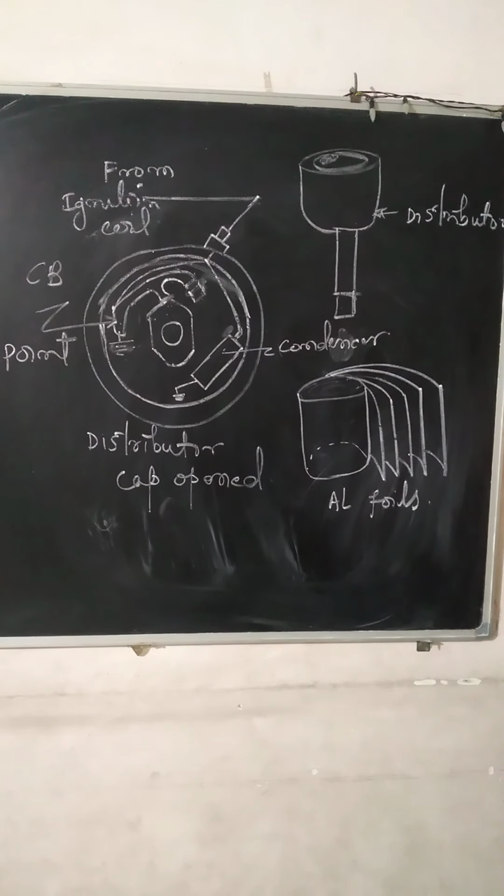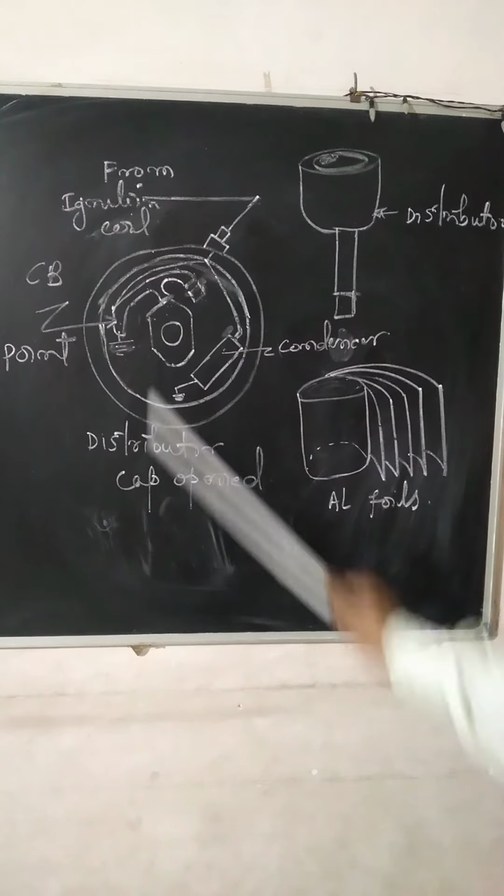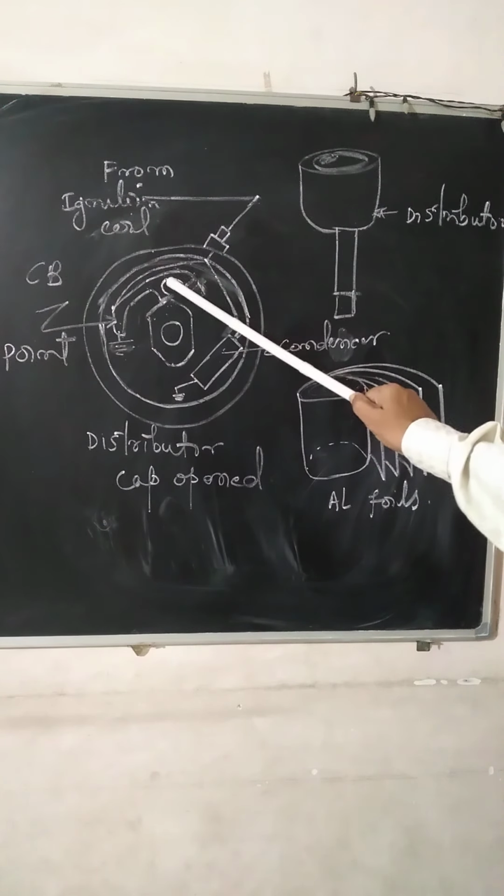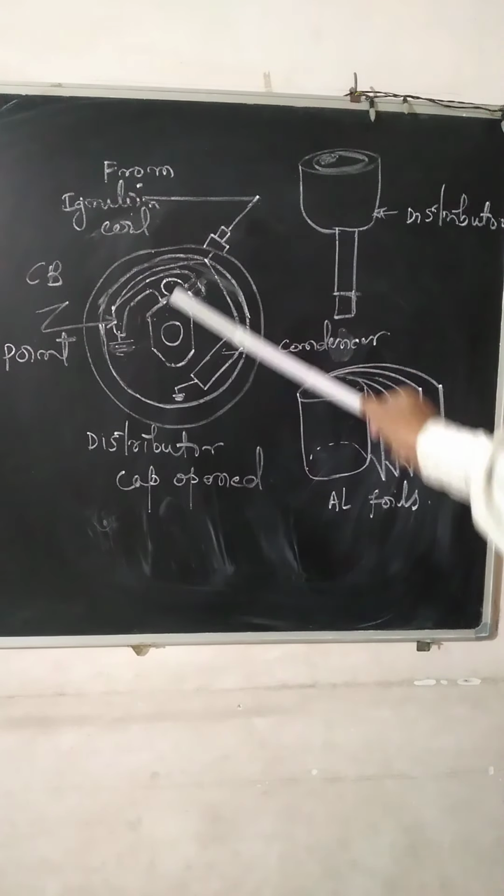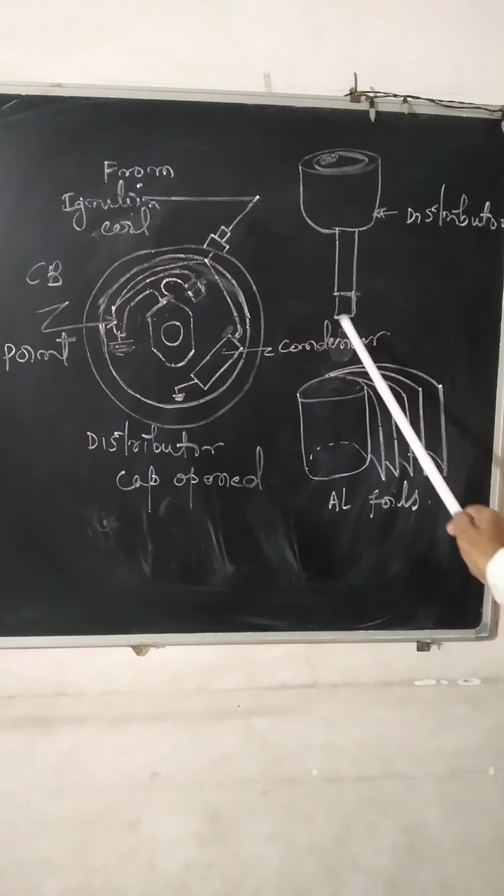So what is a condenser? A condenser is made out of aluminum foils, one above the other, bonded together with a separator in between, a non-conducting material. It is a very small component, but it helps in make and break. Burning of the CB point will be avoided by the condenser.